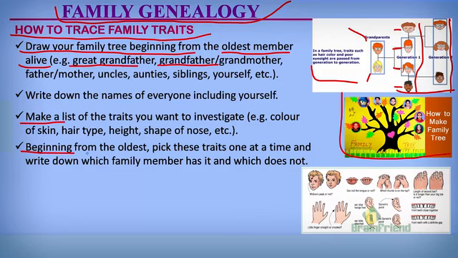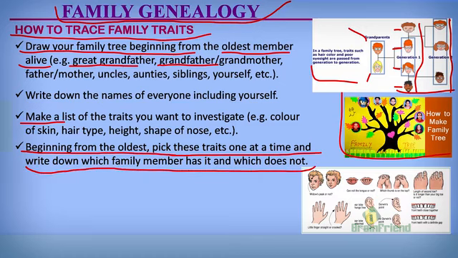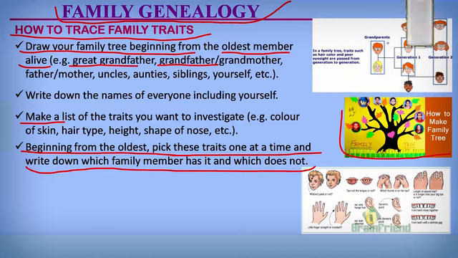Now begin from the oldest member of your family to pick these traits one at a time. Pick the traits and write them down. So we have a tree. We have the sketch of the tree, as we can see. These are the grandparents. Say this is Mrs. Rose, and this is Mr. John, the father.